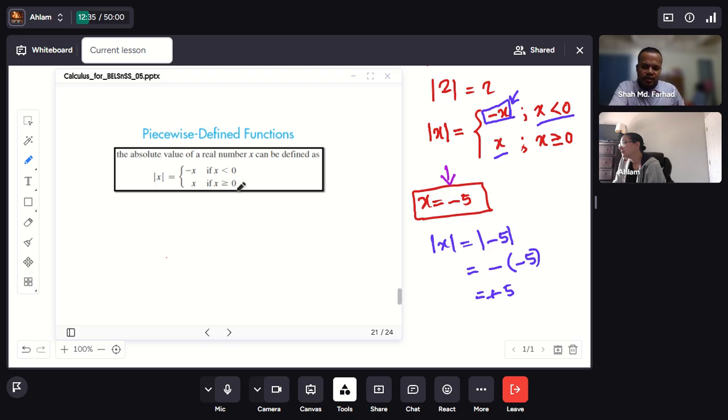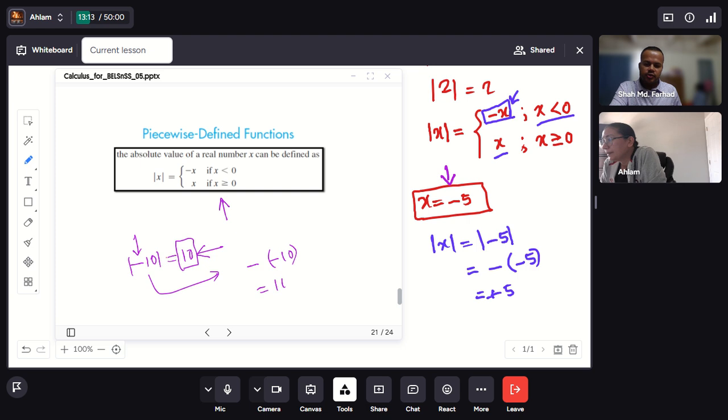I have just explained the mathematics behind this. If you put any number which is positive or negative, we already know that the output will be positive. Even if it is -10, we will have 10. But how are you getting positive 10? Where is the negative sign? That is the mathematics here. We have to put negative over negative x, so it will be positive 10.